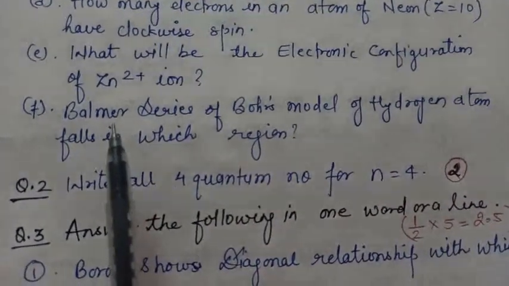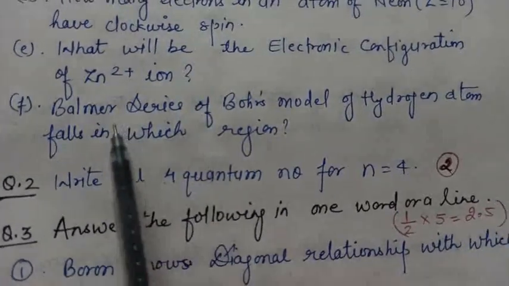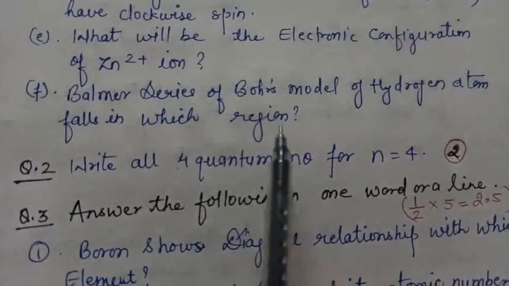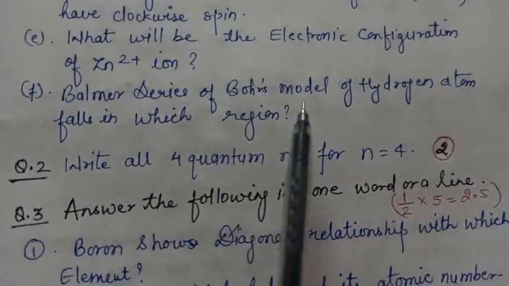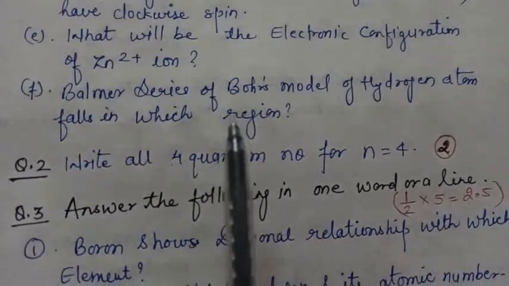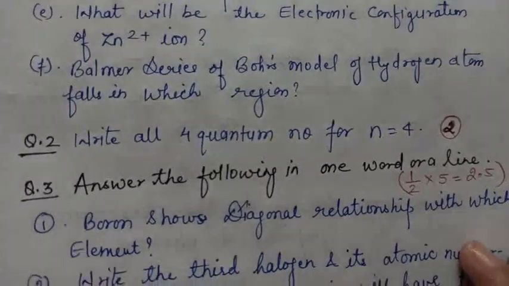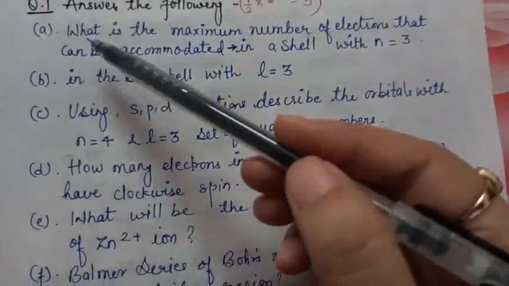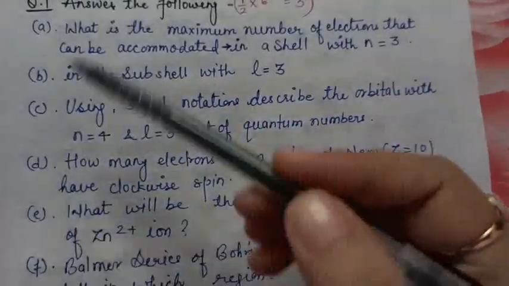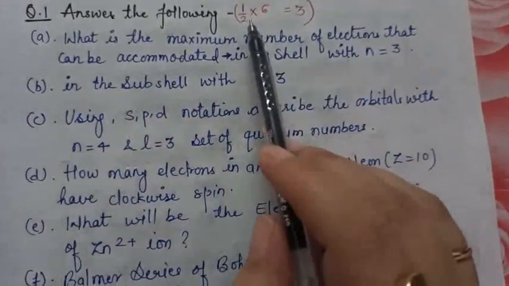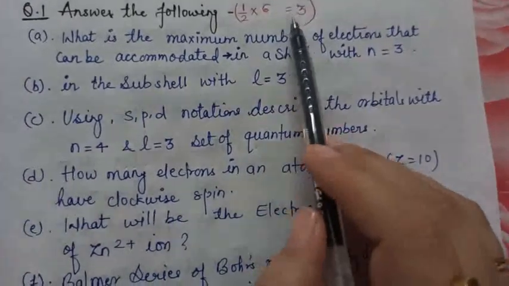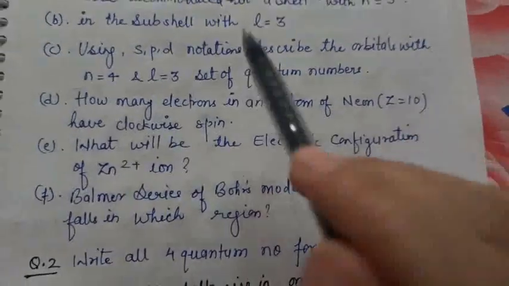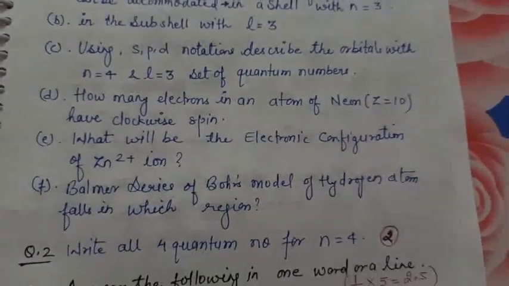Sixth question. That is the last question of answer the following. Balmer series of Bohr model of hydrogen atom falls in which region? So you'll have to tell Balmer series of Bohr model of hydrogen atom falls in which region of electromagnetic spectrum, right? So these were the first 6 questions of answer the following. Every question A, B, C, D, E, F, total 6 are there in the first question. Every question is of half mark. So there are 6 questions, that is why total 3 marks. So do not write a lot. No theory is needed. Only point wise answers are required.